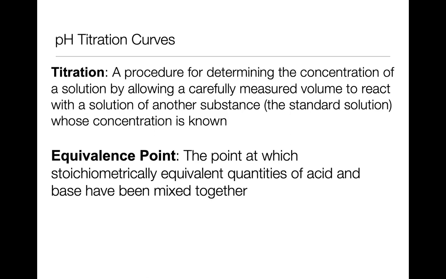One other definition we need to know is the equivalence point. It's the point at which stoichiometrically equivalent quantities of acid and base have been mixed together. That's a fancy way to say the same amount. So everything we did up until now, when I kept saying predict the pH, when we have exactly the same amount of an acid and a base, that technically is the equivalence point. So we get a new definition, but we've actually been using it the entire time.